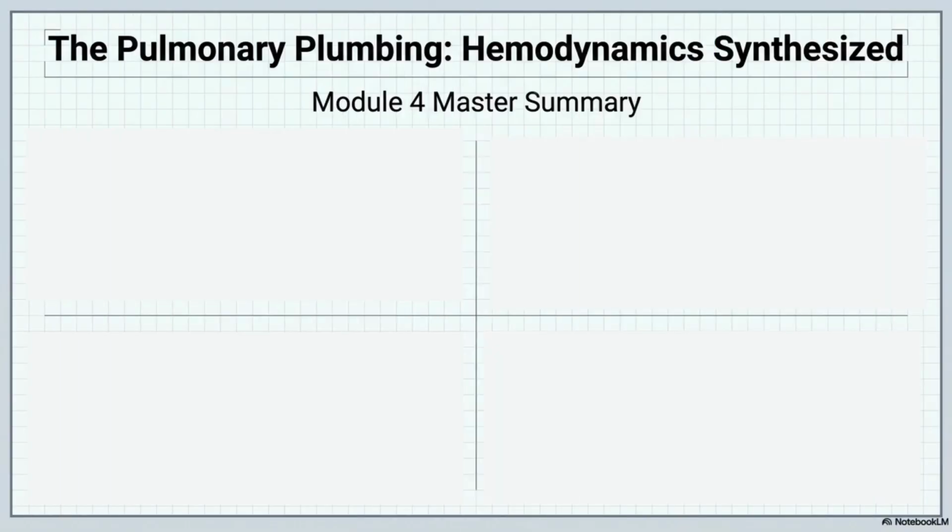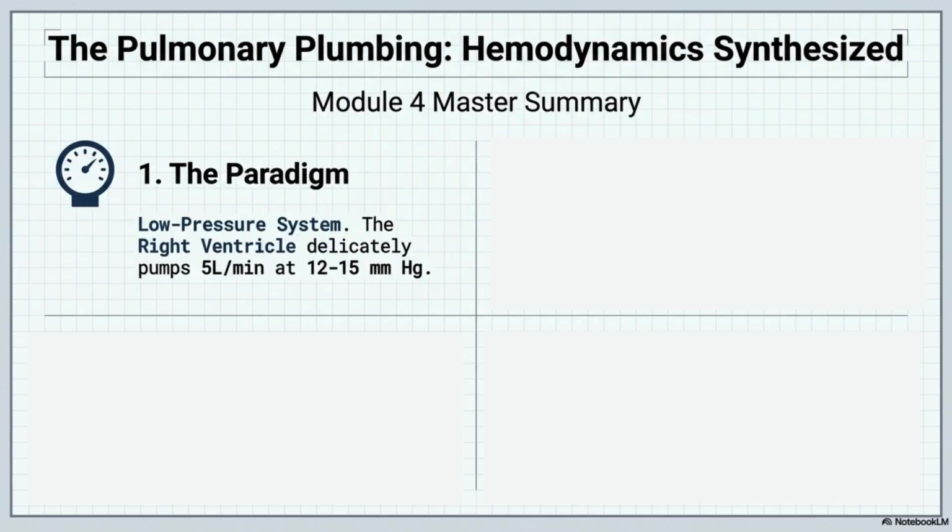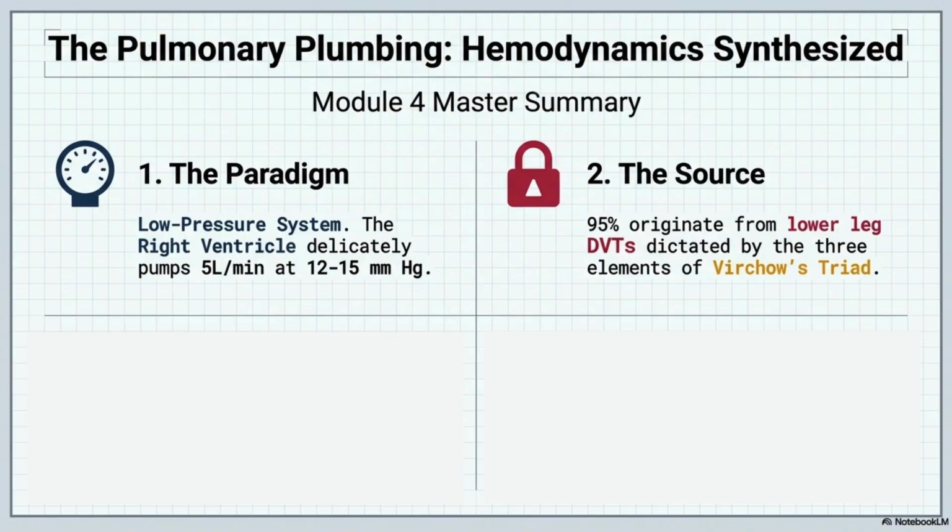Let's wrap up with the pulmonary plumbing. Hemodynamics synthesized. Here's your Module 4 master summary. Number 1. The paradigm. It is a low pressure system. The right ventricle delicately pumps 5 liters per minute at 12 to 15 millimeters of mercury. Number 2. The source. 95% originate from lower leg DVTs dictated by the 3 elements of Virchow's triad.